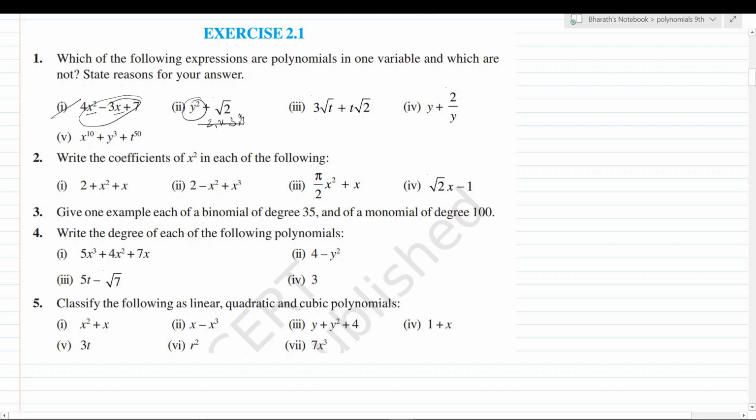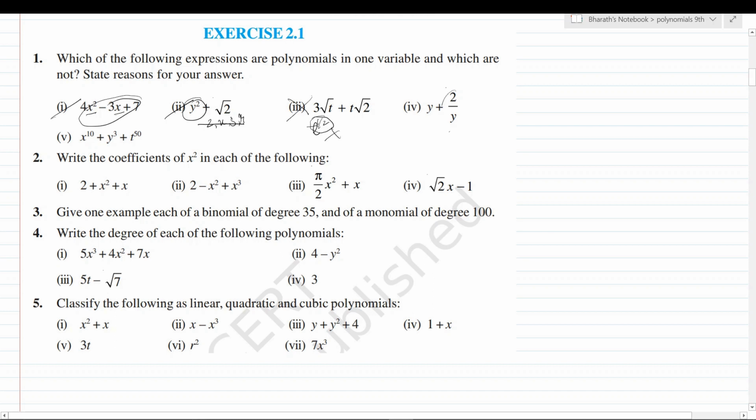So this second equation is also a polynomial in one variable. Whereas you take the third equation, this can also be written as t to the power 1 by 2, or square root of t. It cannot be written as a polynomial. This is not a polynomial at all because a polynomial's degree cannot be a fraction. So this is not a polynomial in one variable.